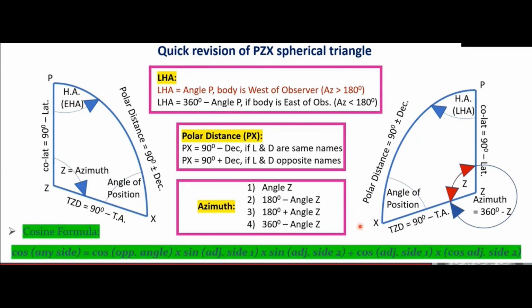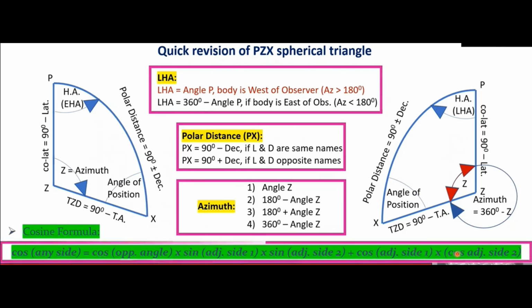And last thing, let's have a look at the cosine formula once again. Sine formula we have used when we are doing the great circle sailing. So what is cosine formula? Cosine of any side of the spherical triangle is equal to cosine of the opposite angle multiplied by sine of the adjacent side 1 multiplied by the sine of the adjacent side 2 plus cosine of adjacent side 1 into cosine of adjacent side 2.